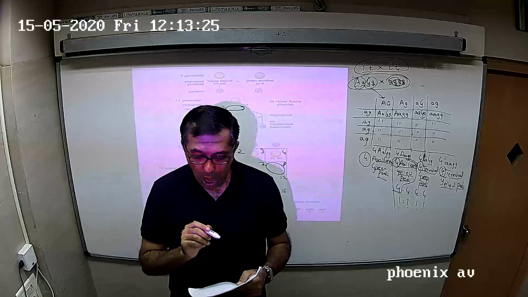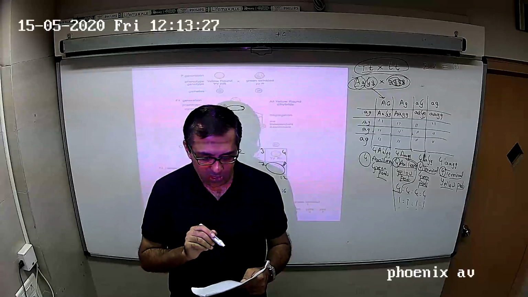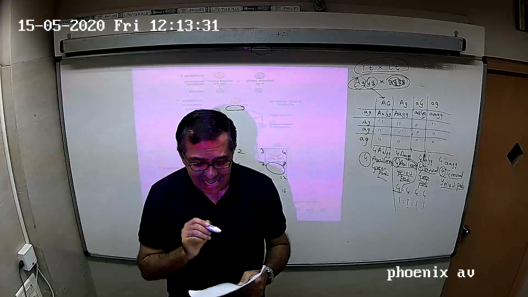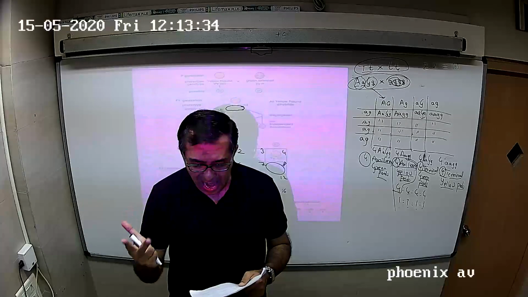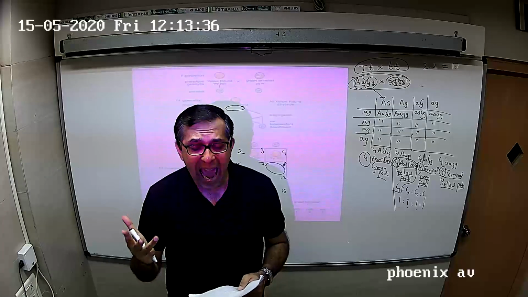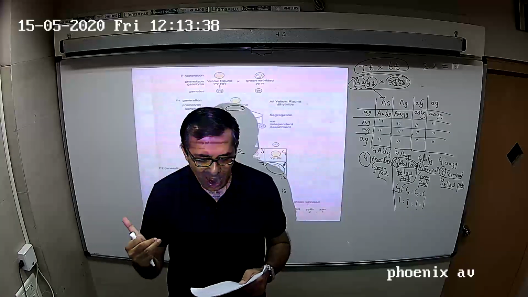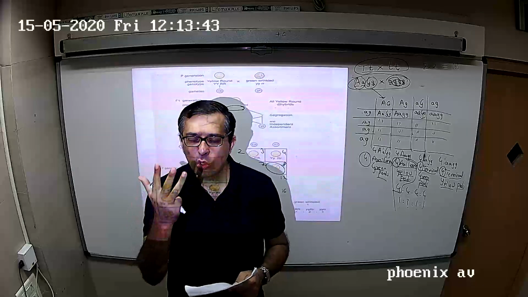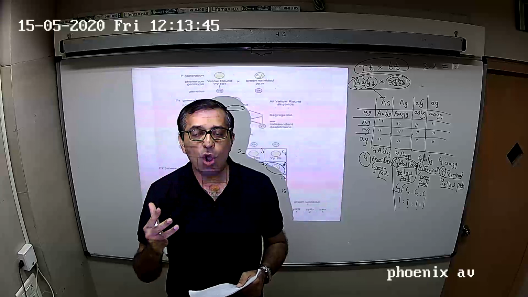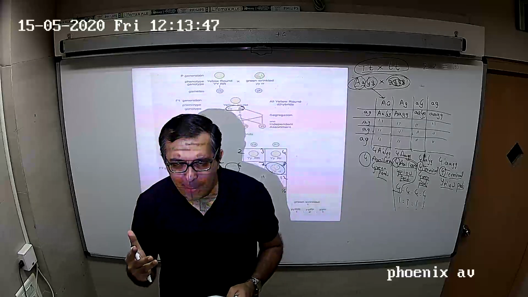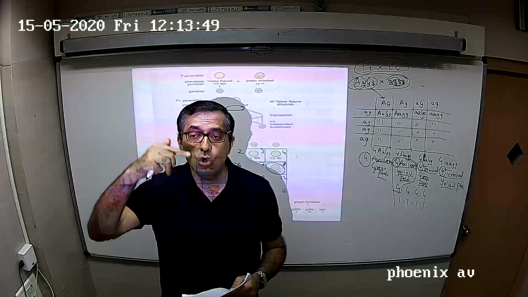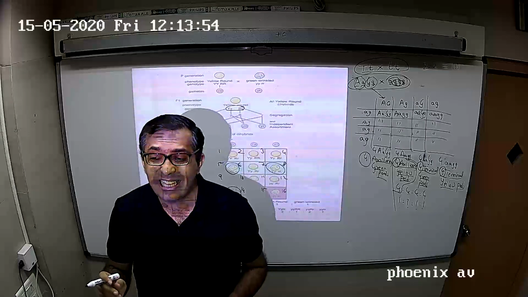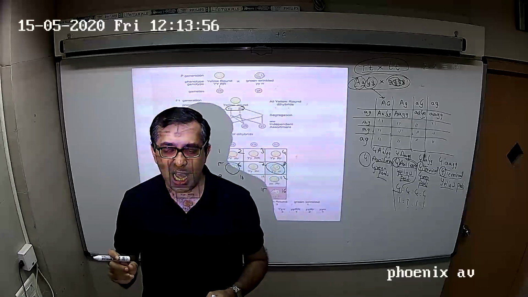So which of these are heterozygous? R is heterozygous, T is heterozygous, Y is heterozygous, X is heterozygous. R, T, Y and X are heterozygous. So 4 are heterozygous. So how many types of phenotypes are possible? 2 raised to 4, in other words, 16 types of phenotypes are possible.